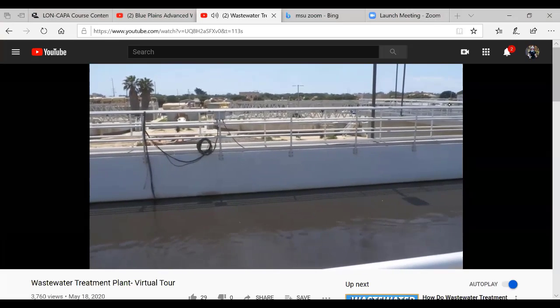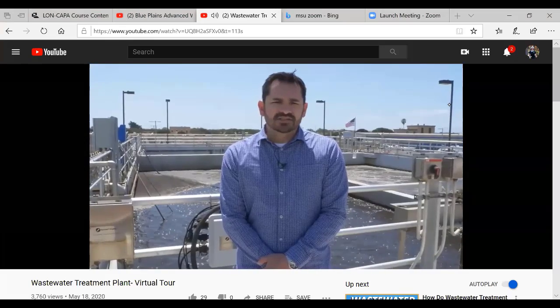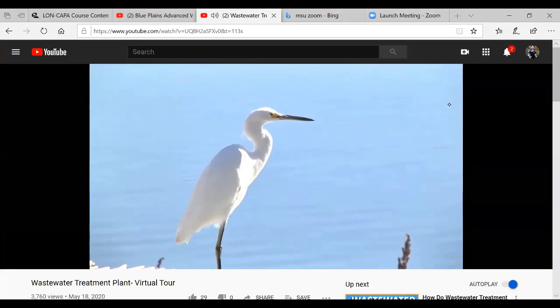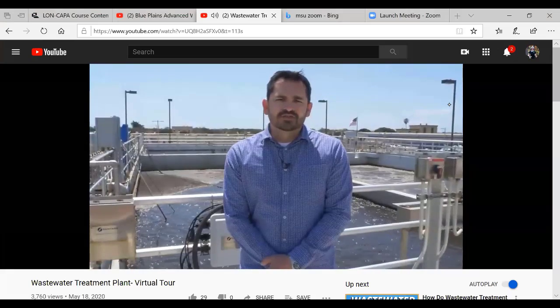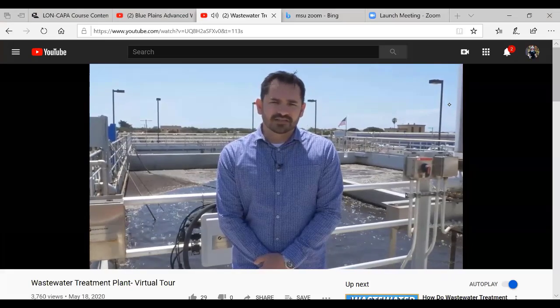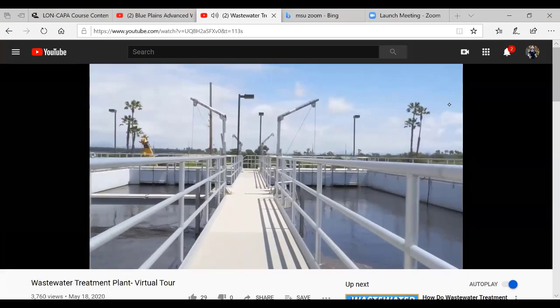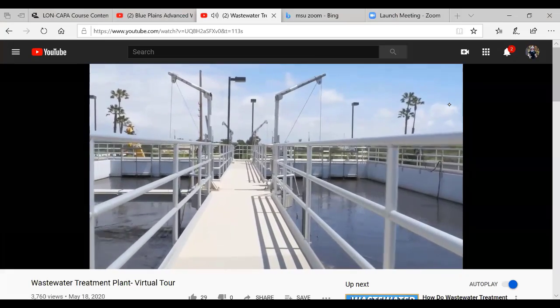In the denitrification process, we convert nitrate to nitrogen gas. Nitrate is dangerous to the wildlife where the water will flow after it leaves the plant. So it's very important for us to take that nitrate out of the water and convert it into nitrogen gas. This is the main step of our biological treatment process. During this process, we don't use any chemicals.